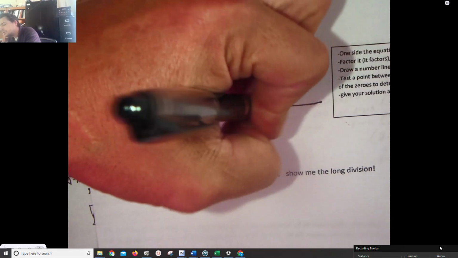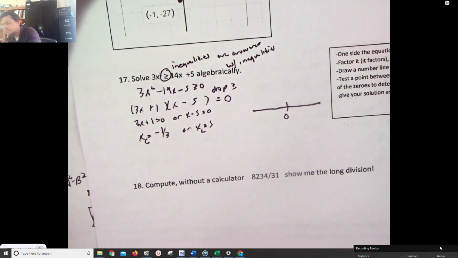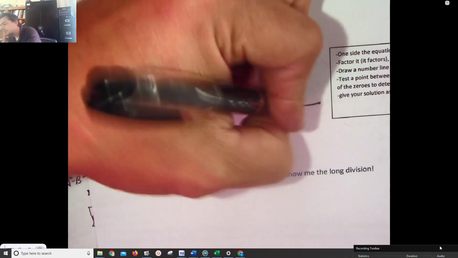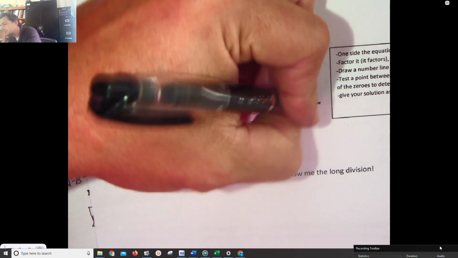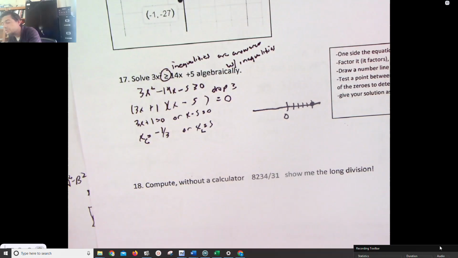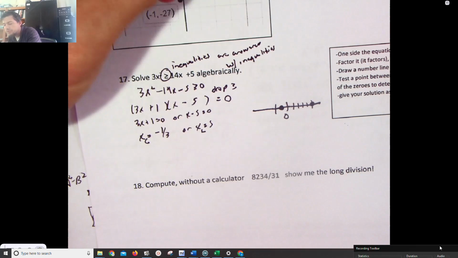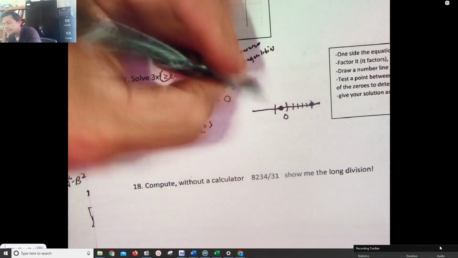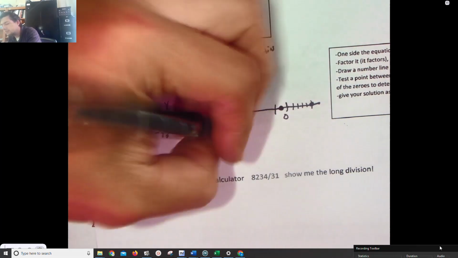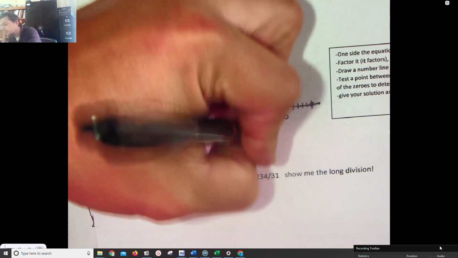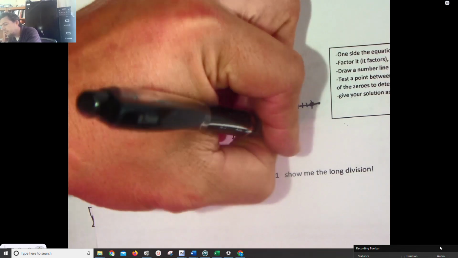Now what you have to do, and this is the classical way of doing it, is you plot these things on a number line. I have equalities, so they're going to be solid dots. 1, 2, 3, 4, 5 is a solution, or at least part of a solution. And negative 1/3 is also part of my solution. And I'm going to test left, between, right. So something left of negative 1/3 is going to be a negative 1.